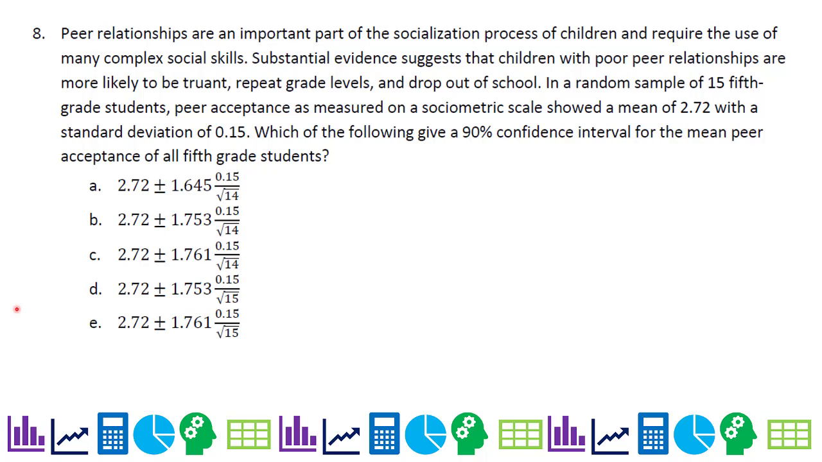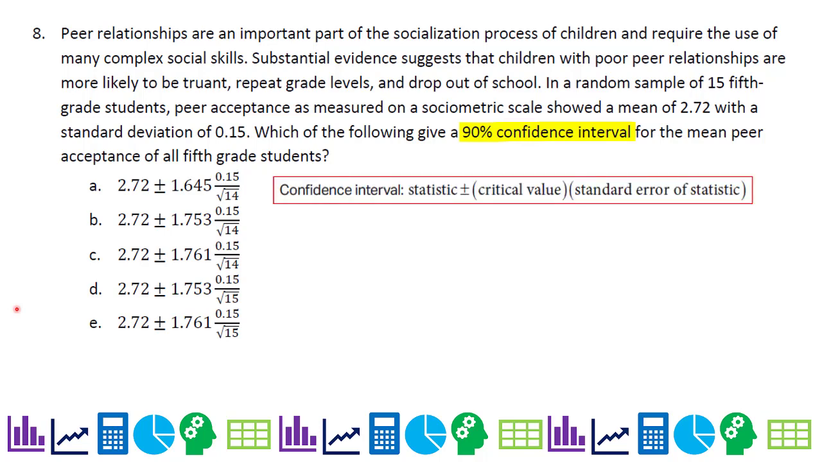In a random sample of 15 fifth grade students, peer acceptance as measured on a sociometric scale showed a mean of 2.72 with a standard deviation of 0.15. Which of the following gives a 90% confidence interval for the mean peer acceptance of all fifth grade students? So we're looking for a confidence interval, and this is on the front page of your formula chart that you get to use on the AP exam.